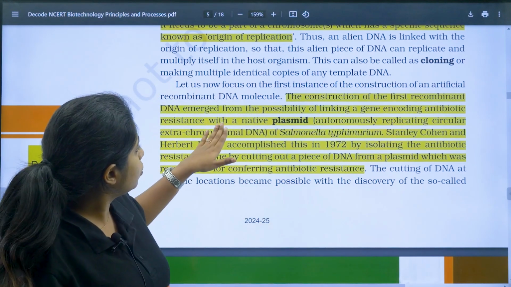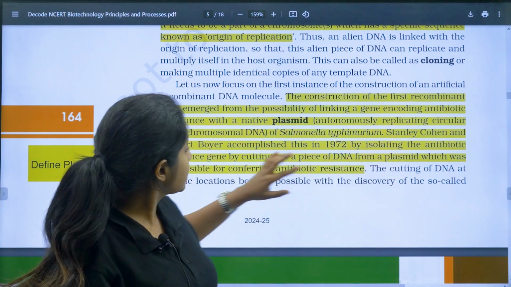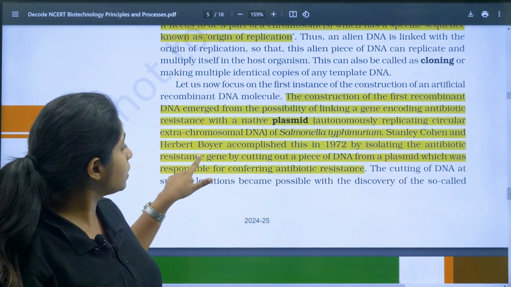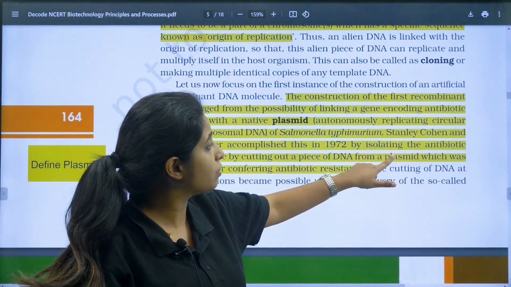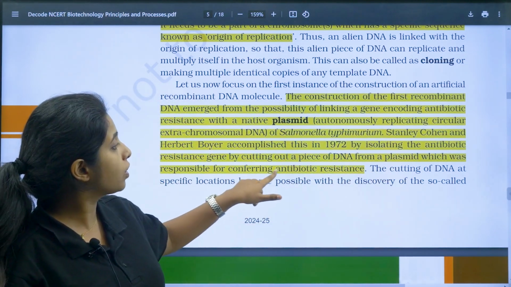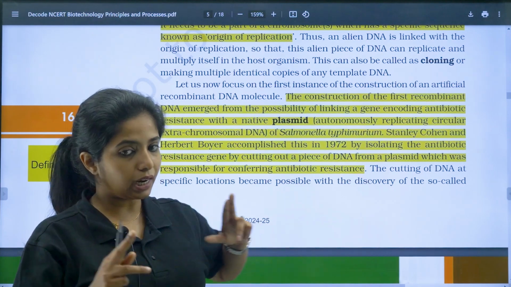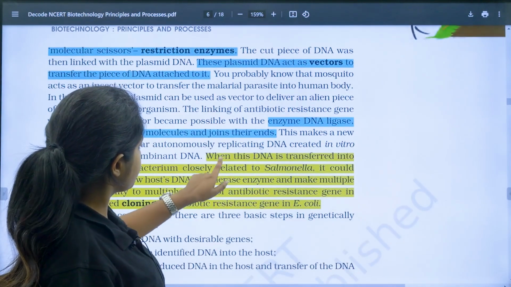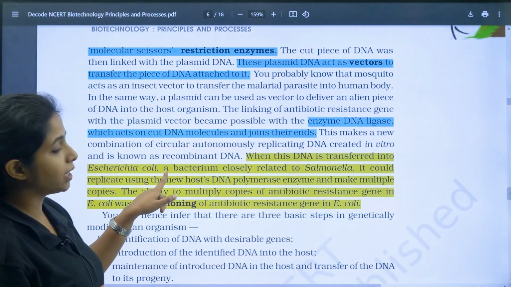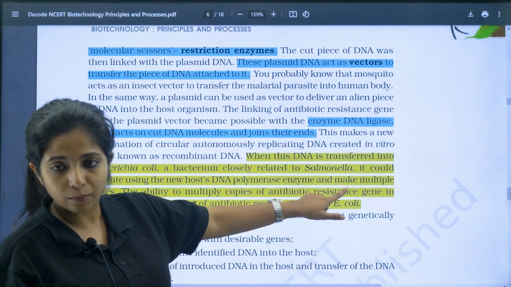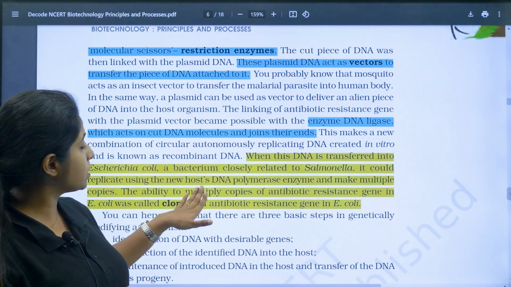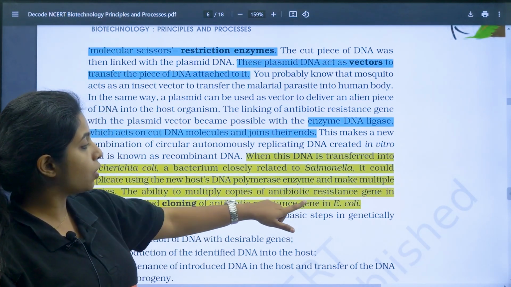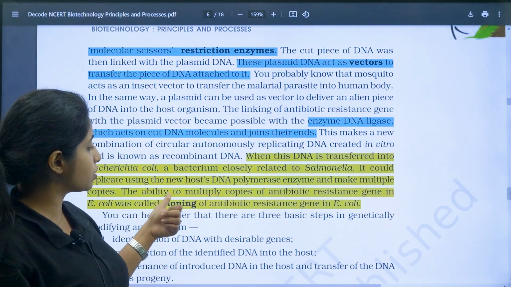So let's see. With a native plasmid of Salmonella typhi, Stanley Cohen and Herbert Boyer accomplished this in 1972 by isolating the antibiotic resistant gene, cutting out a piece of DNA from a plasmid which was responsible for conferring antibiotic resistance. So they cut it, and then what did they do, children? When this DNA is transferred into Escherichia coli, that is E. coli, a bacterium closely related to Salmonella, it could replicate using the new host DNA polymerase enzyme and make multiple copies. The ability to make multiple copies of the antibiotic resistant gene in E. coli was known as cloning.